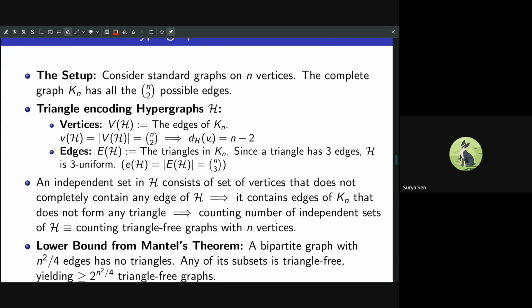Sir, why are we considering triangles exactly? I couldn't understand.